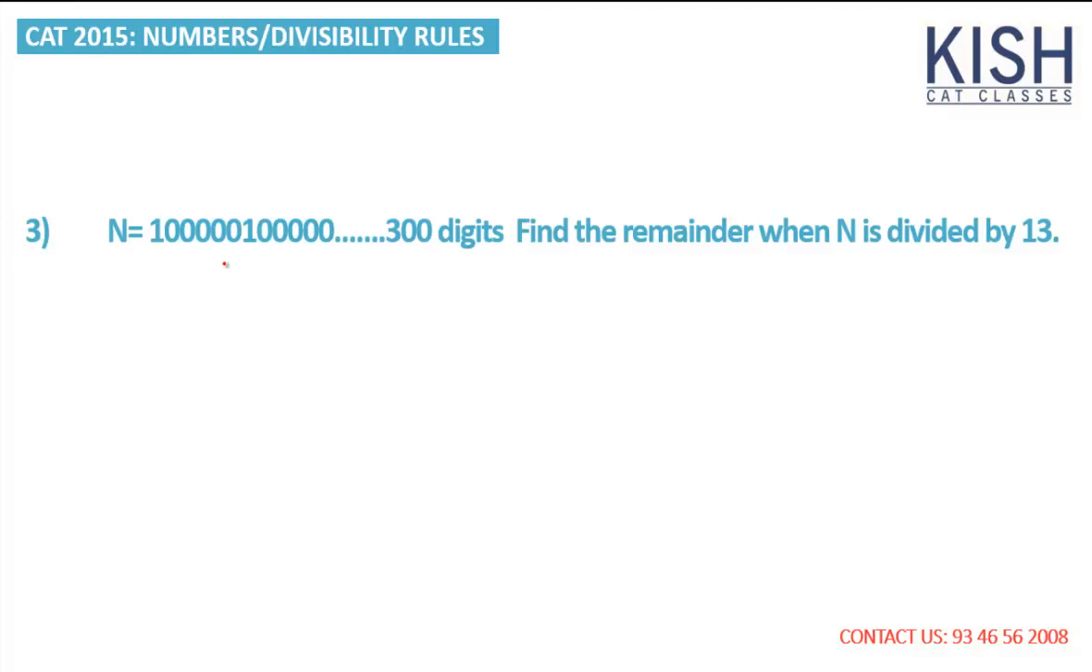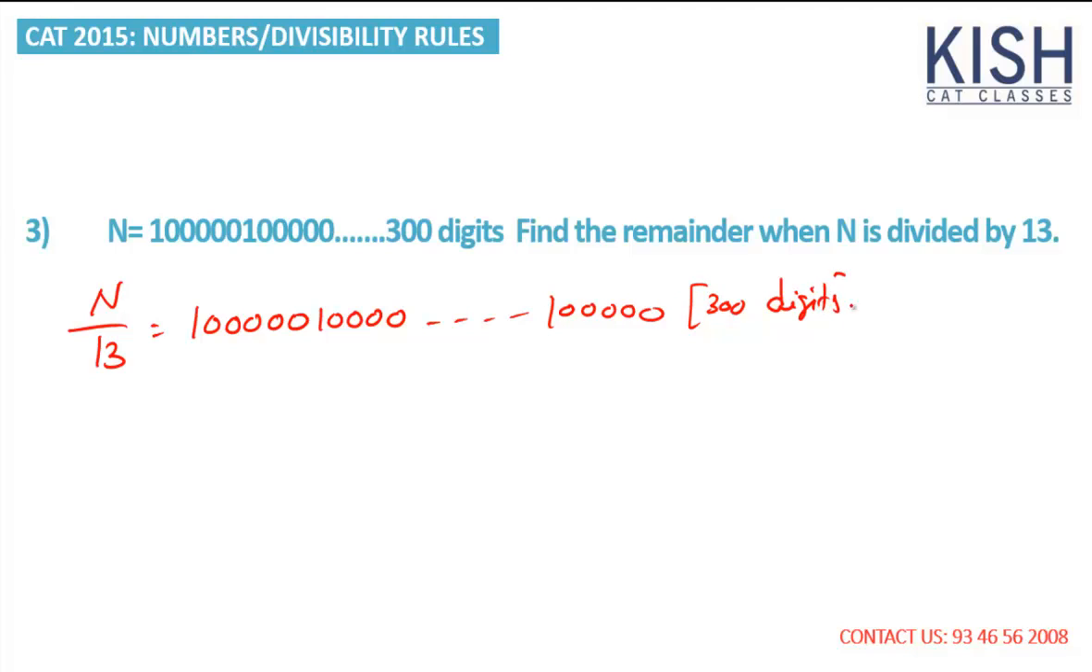Find the remainder when n is divided by 13. So we have a big one, n divided by 13. That is 1 5 zeros, 1 5 zeros, like this. At the end also 1 5 zeros, and we have got 300 digits. That's going to be 100 clubs.